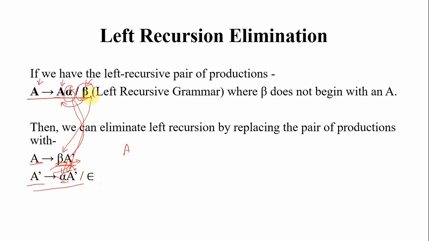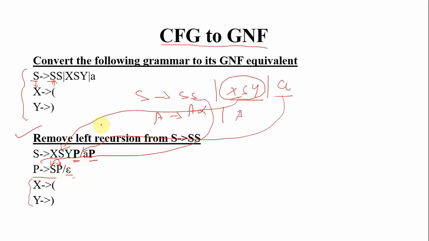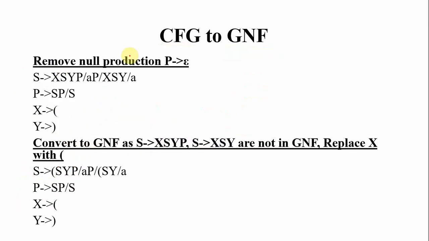Okay, and production which doesn't start with the same variable A will be the starting portion, then a new variable will be introduced. For the production of new variable, the remainder of the left recursive production will be used and the new variable will be used there, then epsilon. Okay, the point is we need to identify the left recursive production first, then we need to eliminate it. Now we have eliminated the left recursion. Let's try.